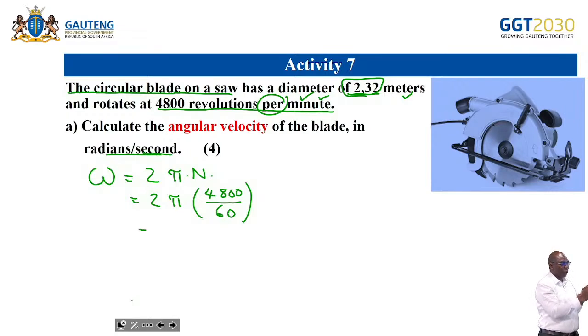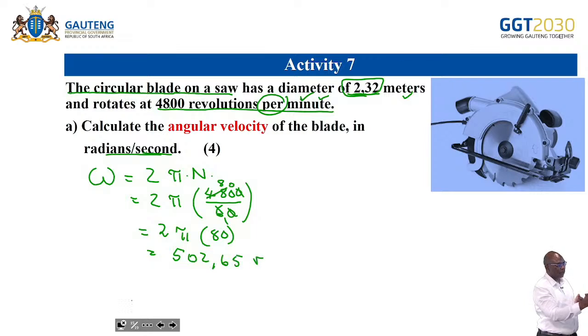So here I'm going to have 2 pi multiplied by 4,800 divided by 60, of which it will be 2 pi into, I think that goes 8 times there, so we have 80, and then we can multiply this by 80, and then I think the answer will be 502.65 radians per second.